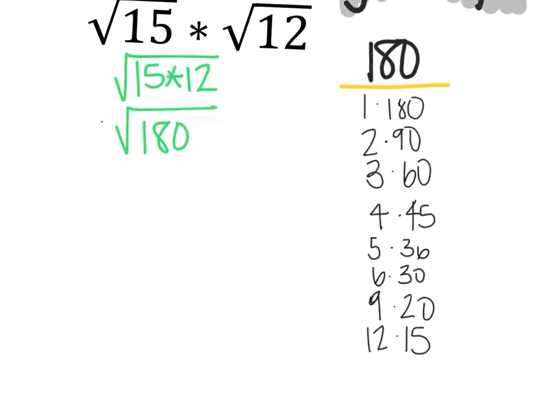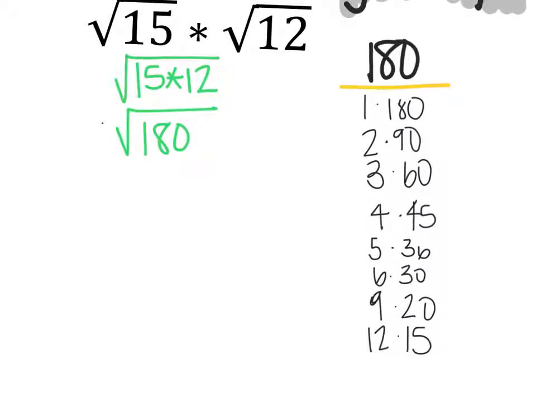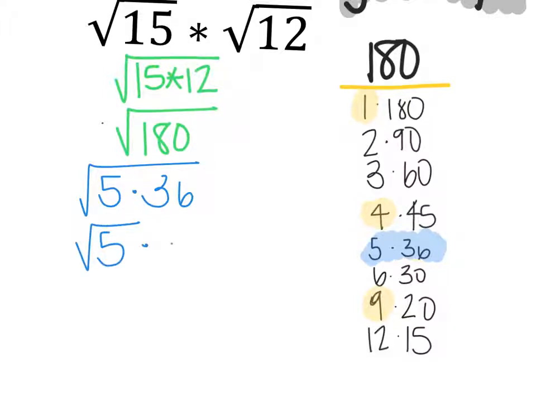And what I'm looking for in this list is numbers that are perfect squares. So 1 is a perfect square. 4 is a perfect square, 36 is a perfect square, and 9 is a perfect square. Again, we're looking for every single number that's a perfect square. Of those 4 that I highlighted, 1, 4, 9, and 36, I need to figure out which one is the biggest. The biggest one of all of those is my 36. So I'm going to rewrite 180 as the square root of 5 times 36, which I can separate into the square root of 5 times the square root of 36. And the square root of 36 is going to be positive and negative 6.